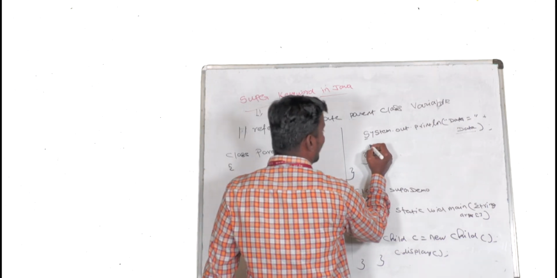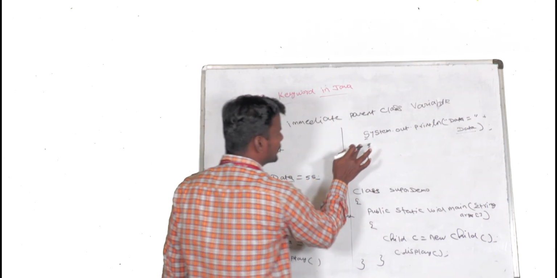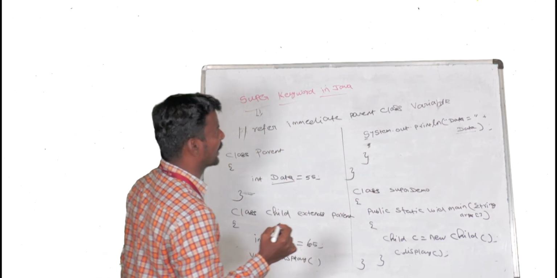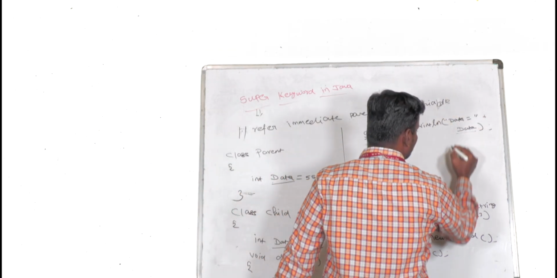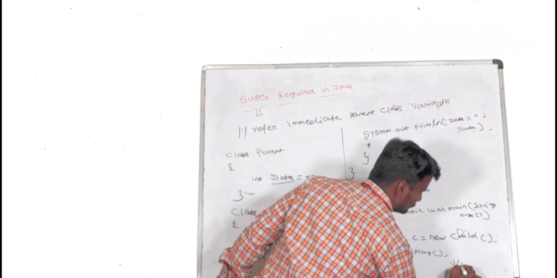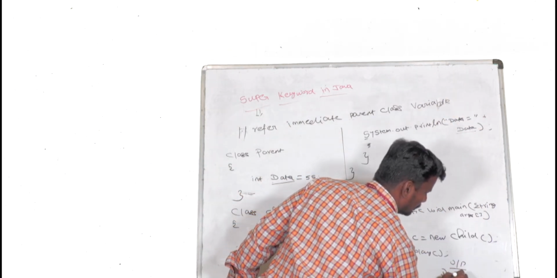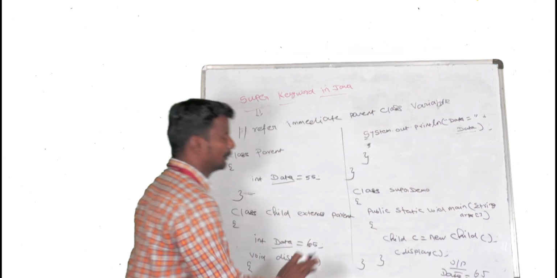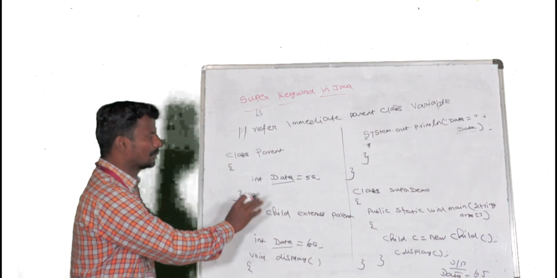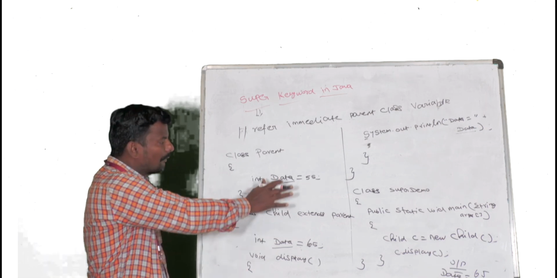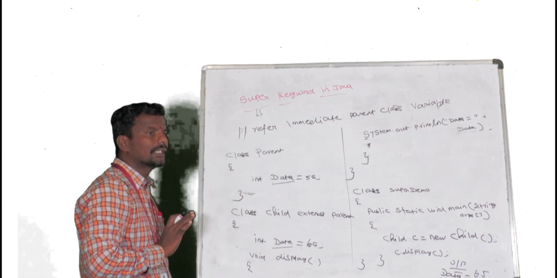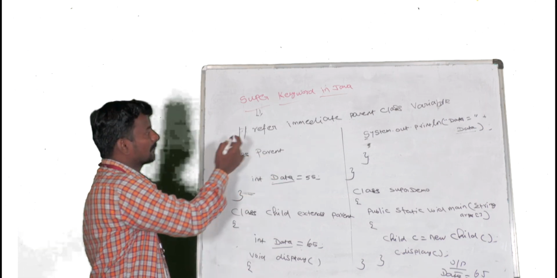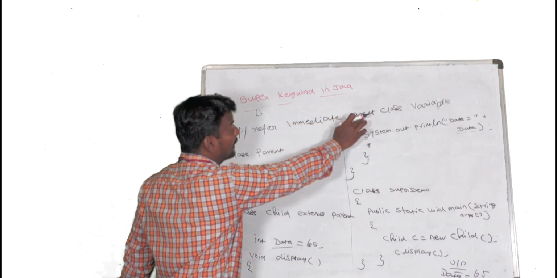Suppose you are executing this program, what is the output you are getting? We are getting the output data is equal to 65. When we execute this program, this is the output we get. As of now, we are not using the super keyword anywhere. So what is the purpose of using it? It refers to the immediate parent class variable.